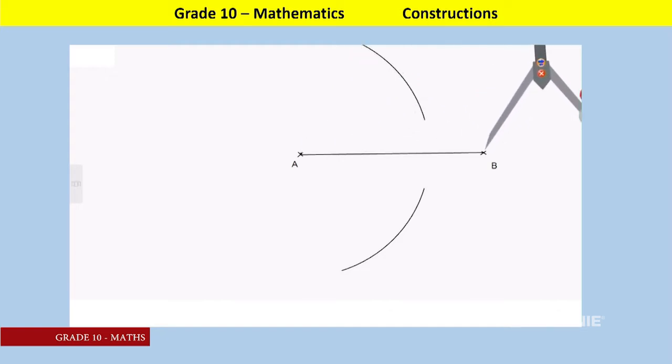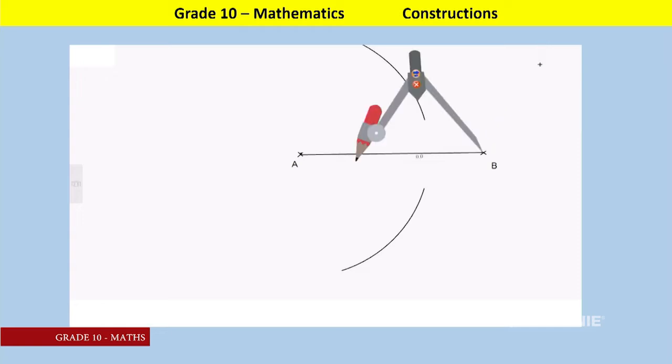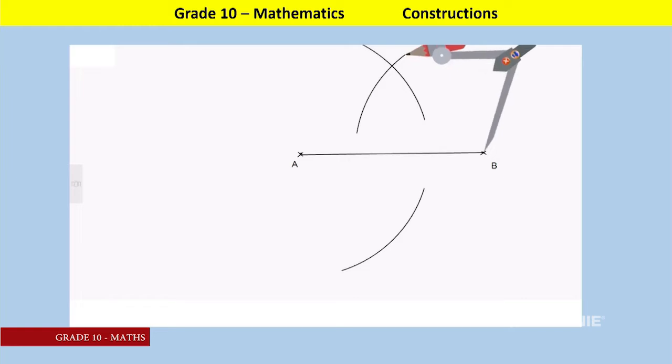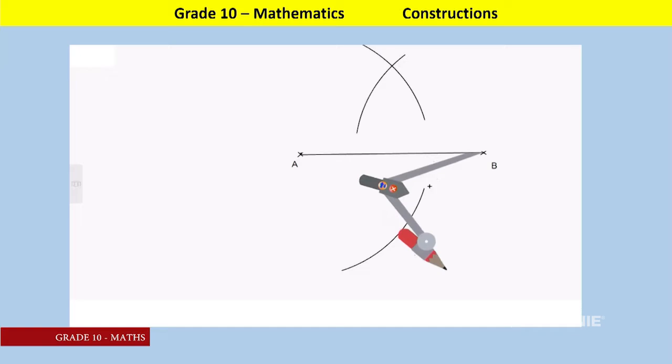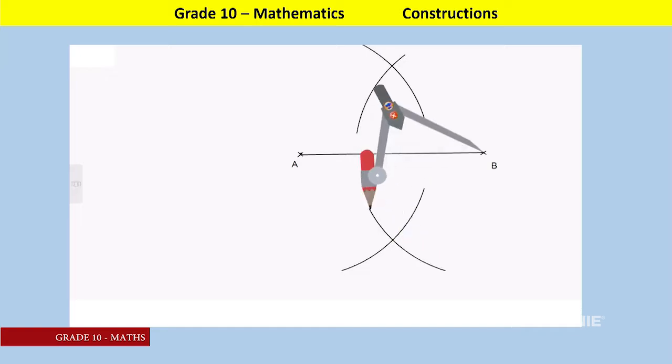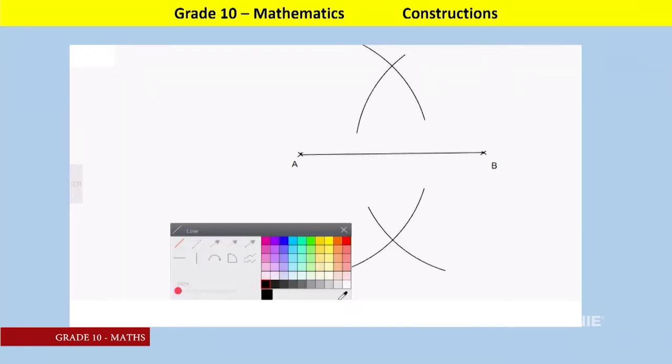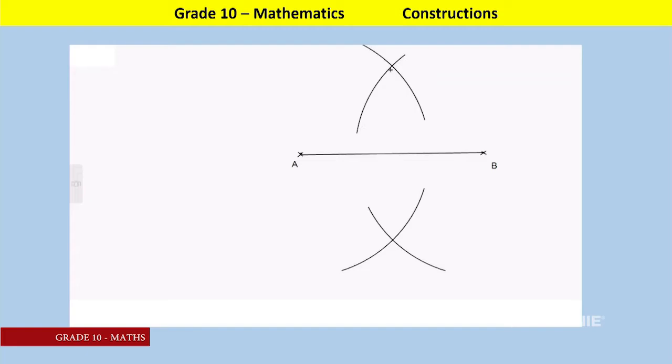Next, keep the steel point on B, jump to B. Don't change the radius. Draw an arc to intersect the two arcs. Here we found a point. Two arcs intersect at a point. Here we found the second point. Now let's join those 2 points. Take the help of a ruler, you can join those 2 points.